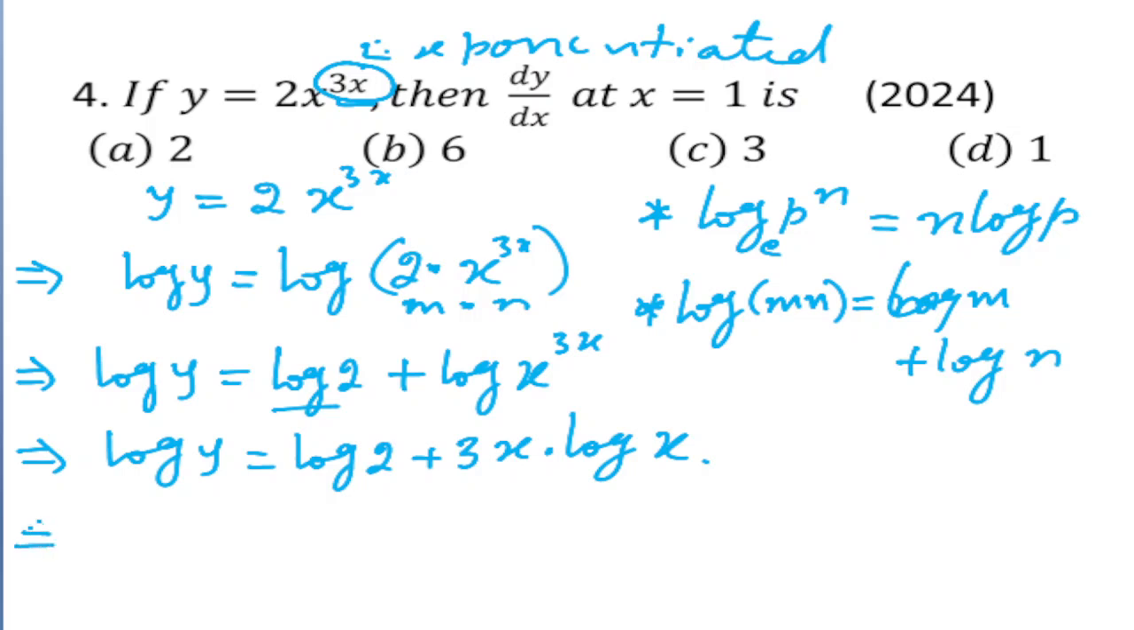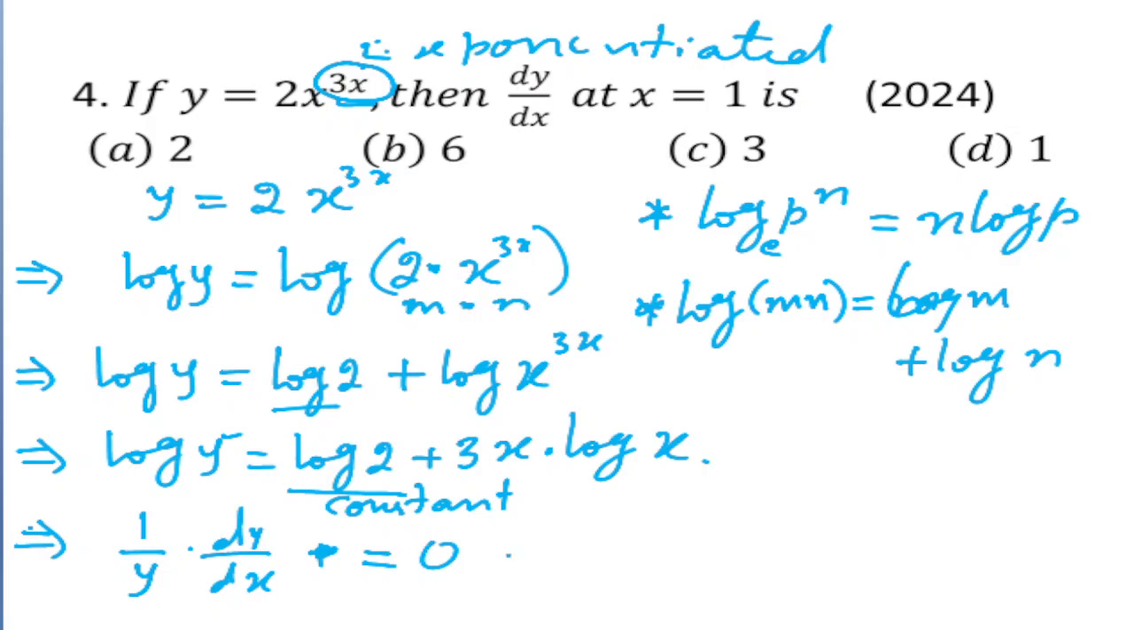By differentiating with respect to x, log y differentiation is 1 over y into dy by dx. Log differentiation is 1 over y. Y differentiation is dy by dx. We are applying chain rule. And what is the differentiation of log 2? It is not 1 over 2, friends. Log 2 is a constant. We know differentiation of a constant is 0. So because log 2 is a constant, the differentiation of log 2 is 0.